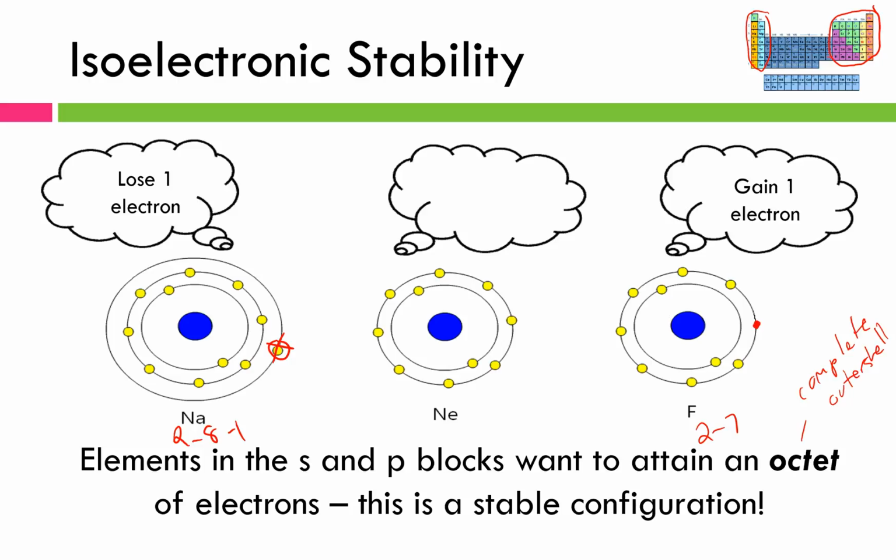This also explains why our noble gases are very non-reactive. There is absolutely no need for the neon atom to change. If it gains electrons or loses electrons, it's going to lose that stability associated with having a complete octet.